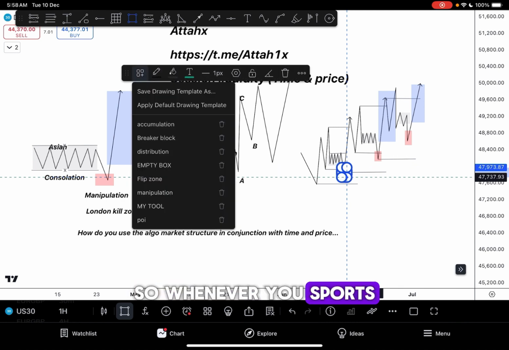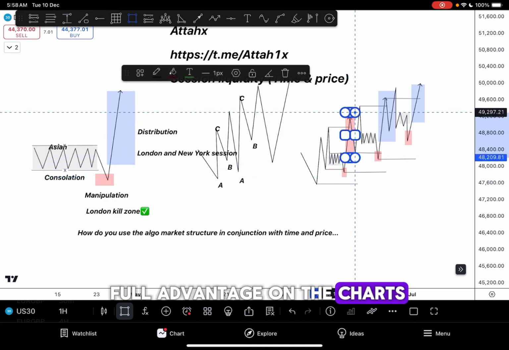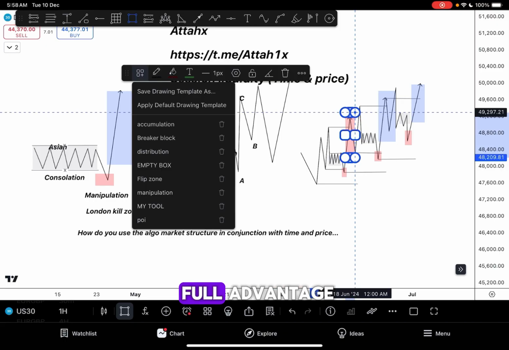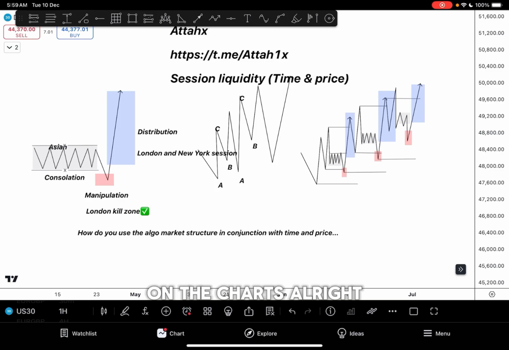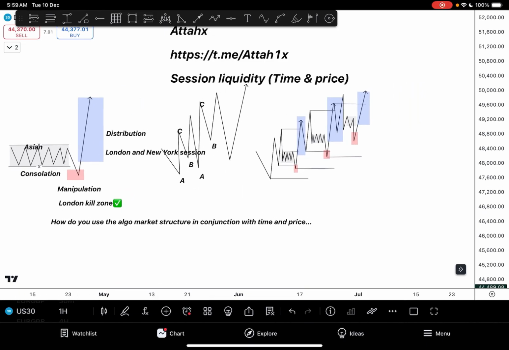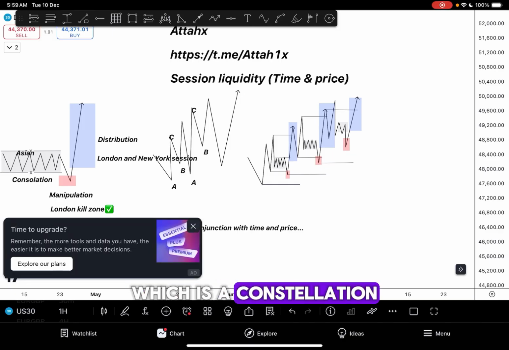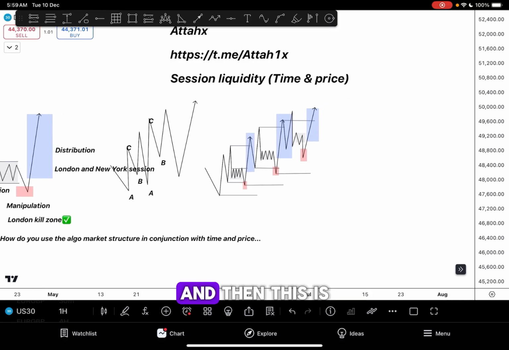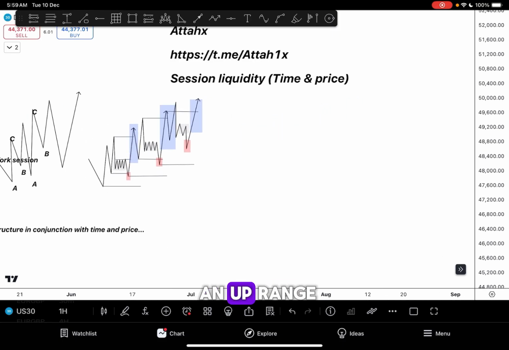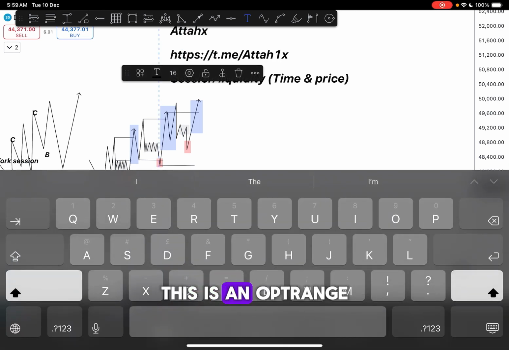So whenever you spot any of these, right, make sure you take full advantage on the charts. All right, so this is practically how the algo market structure works with the PO3, which is your consolidation, manipulation, and distribution. And then this is an uptrend.